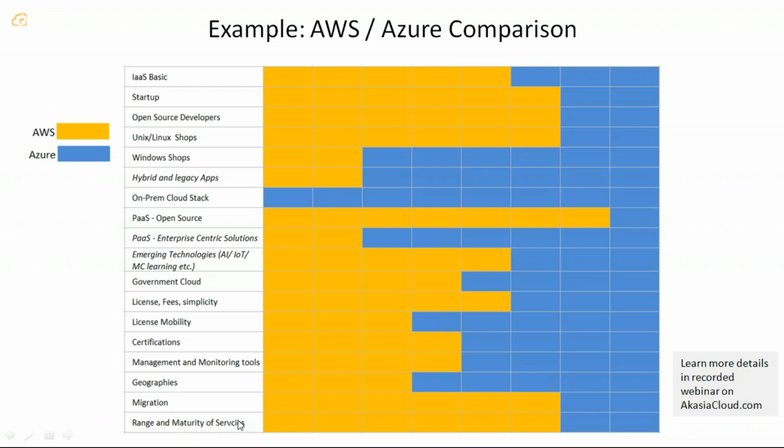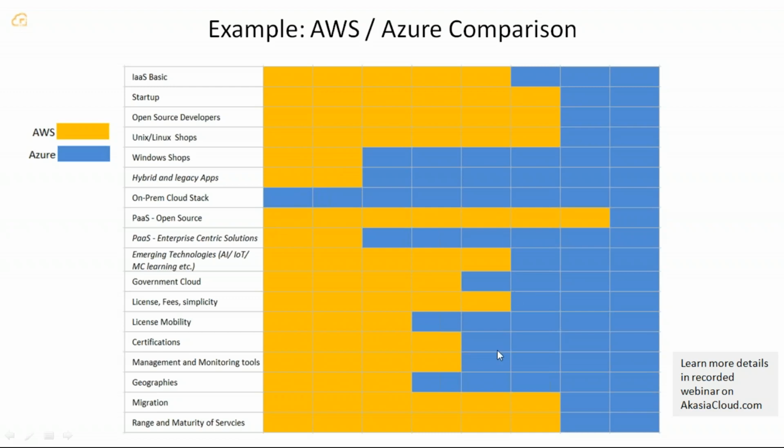And when it comes to range and maturity of services, just given the lead that Amazon has in terms of how long it's been around, Amazon is the leader there. Also in terms of migration, Amazon these days is spending a lot of time prioritizing on-prem migration. So you can see, given these characteristics, it looks like Azure is becoming more and more popular with enterprise applications, whereas Amazon, given its lead in test and dev and open source, continues to be more attractive for open source environments.